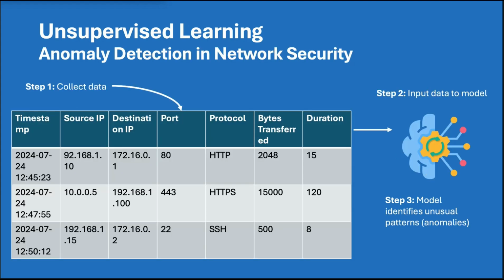Let's look at an example: anomaly detection in network security. We collect data on network traffic patterns and user behavior. We input this data into the model, which then identifies unusual patterns or anomalies that could indicate potential security threats.